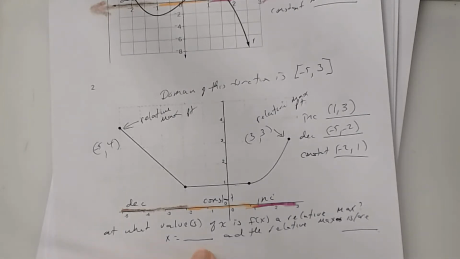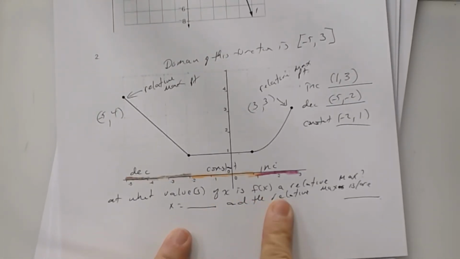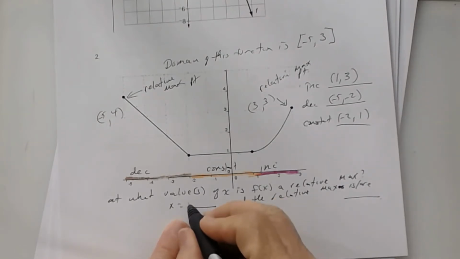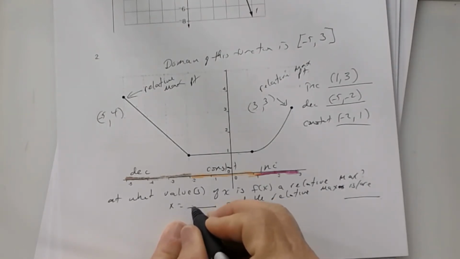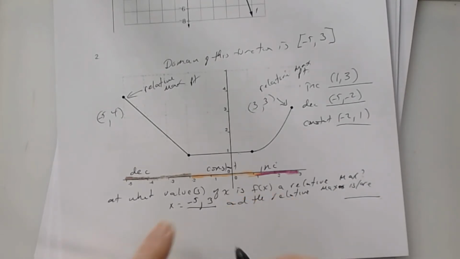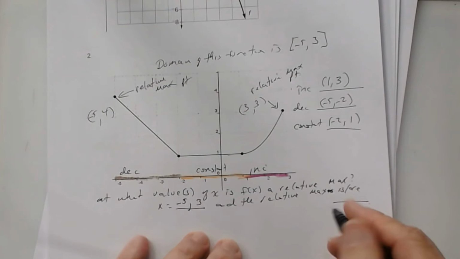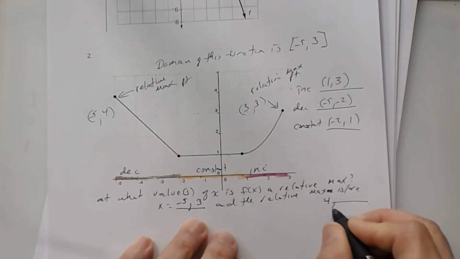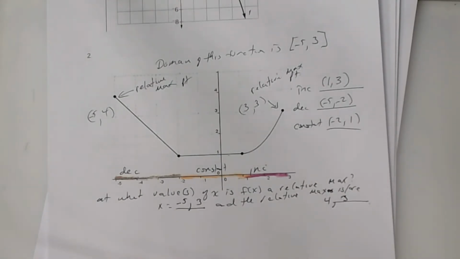So then you're going to say this. At what values of x is the function a relative max? You're going to say x equal what? -5, comma, and what's the other one? 3. Don't put that in parentheses. Just leave it as -5, comma, 3. What are the relative maximum values? 4, comma, 3. All right. Now, let's talk about relative min. How many relative mins are there?